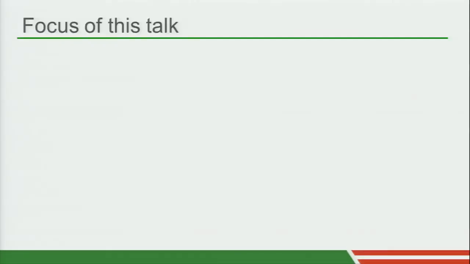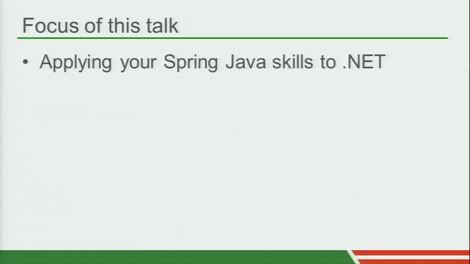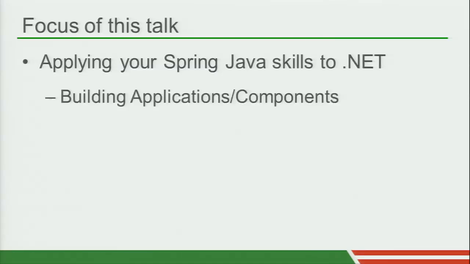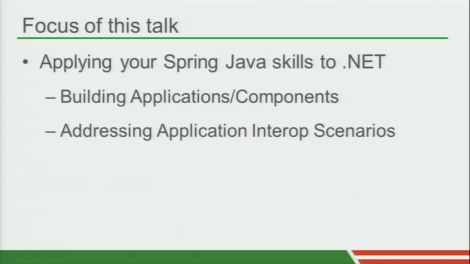So, let me set some ground rules for the focus of this talk. Generally, this talk is about applying your Spring Java skills to the .NET stack. There are a couple of different scenarios where that makes sense. One is you just happen to be building applications and components in .NET. So there's value in this context. There's also value in application interoperability scenarios, where we have applications in our business written in .NET and also applications written in Java, and we need to interoperate between the two of them.